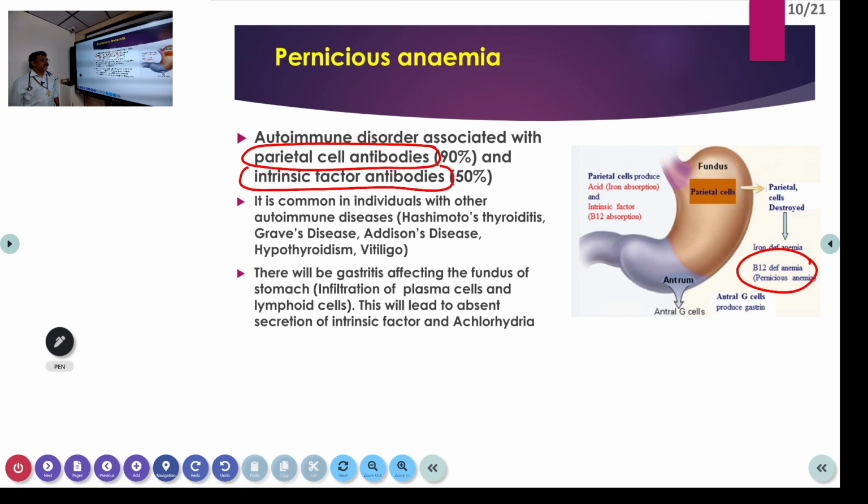So that can be associated with Hashimoto's thyroiditis, Graves' disease, Addison's disease, hypothyroidism, and vitiligo.